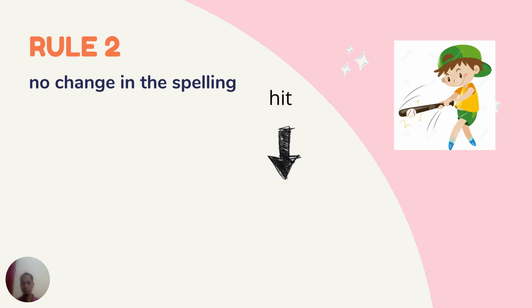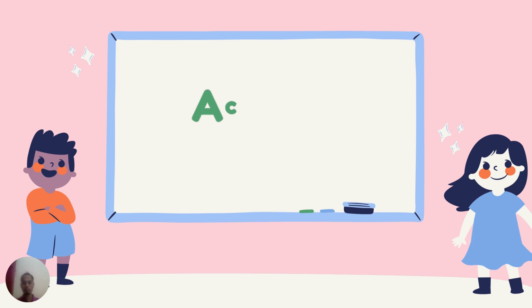Next, let's look at the second example. The word hit. What is the past tense form for hit? We are still talking about rule number 2. So, the past tense form for hit is also hit. Okay, good, class. Repeat after me. Hit. Hit. Good. Now we will do some activities on rule number 2.